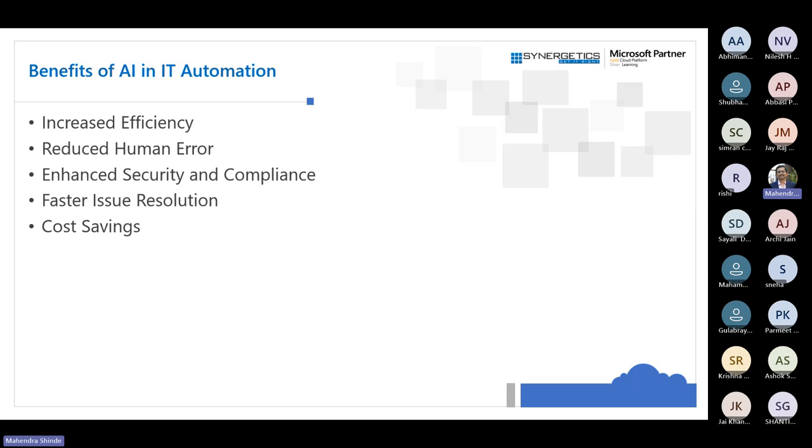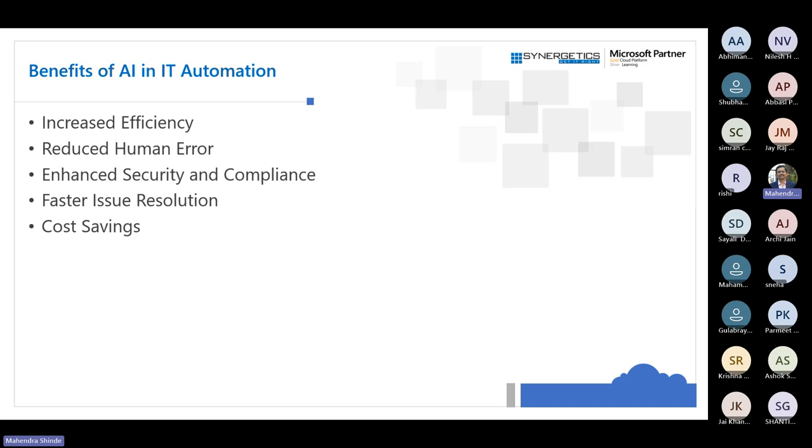So what is the benefit of this type of AI automation? Increased efficiency. Things can be done faster, more efficiently. Number two, reduced human error. The chances of a human making an error are higher than an automation system making an error. Enhanced security and compliance. You can tell your AI tool that you want your entire system to follow particular security and compliance policies, and AI will enforce it on your behalf. Because humans many a time make mistakes.